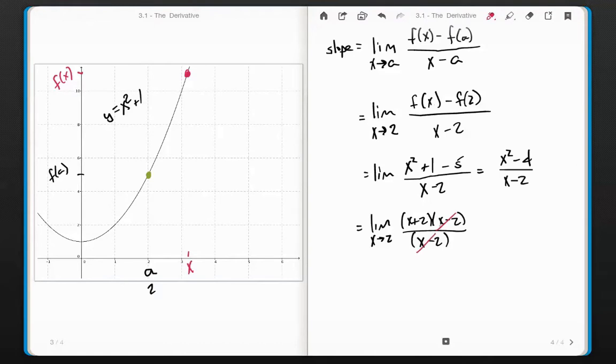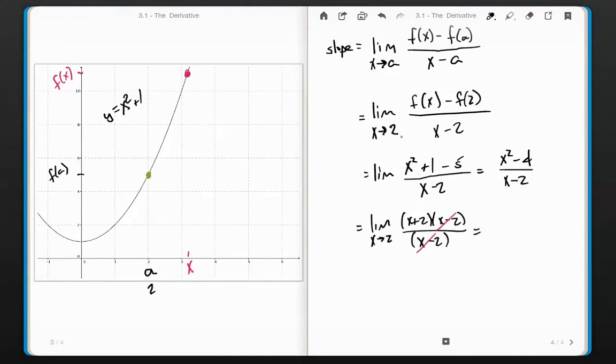x minus 2 cancels out. So as x approaches 2, we say that the slope becomes x plus 2, or, yeah, I screwed something up there. What did I screw up?